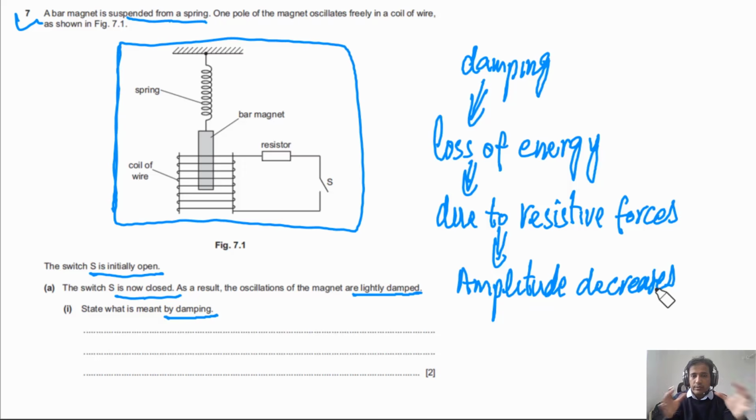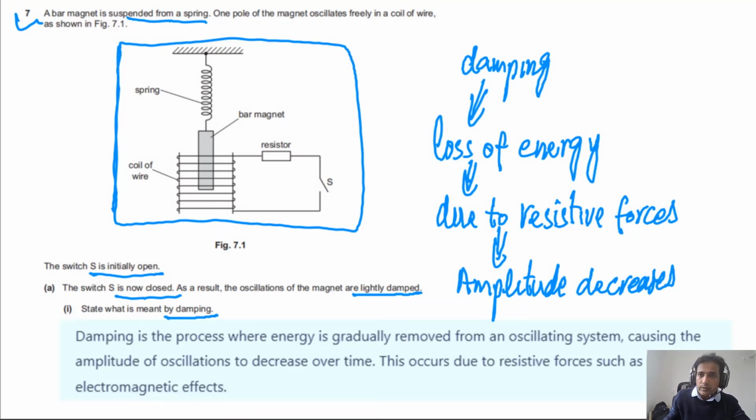Now we can write down these points in a nicer way. So this is how you can write down the answer. In the answer we have said that energy is gradually removed from the oscillating system, which causes the amplitude of oscillations to decrease. This happens due to resistive forces. So these are the key points you have to mention in the answer.